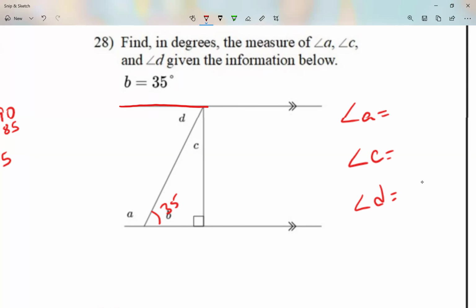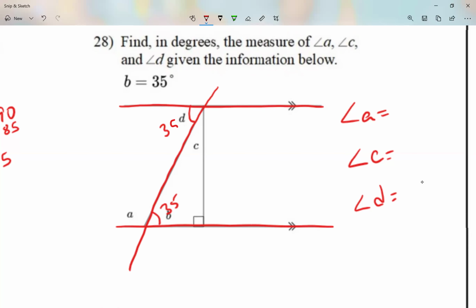Based on parallel lines in a transversal, I'm gonna say angle D is 35 degrees. And the reason why, because those two angles are alternate interior. Those two angles are alternate interior, so they equal to each other. One of them is 35, the other one is 35 as well.